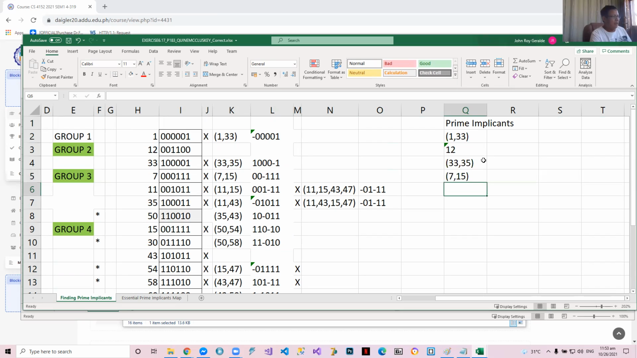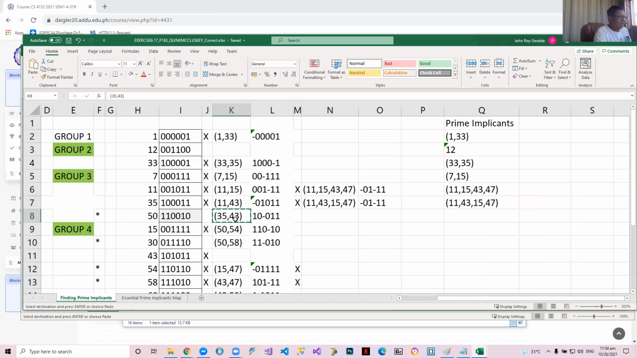Okay. And this one, they're the same, right? Anyway, we'll just write them down. Let's copy this. Walang X, ha? Yung walang X sa tabi. Kasi walang X dito, ano? How about this? This is also a prime implicant. Okay? So, hindi naka-X. Okay? This is also a prime implicant. Kasi walang X, oh.